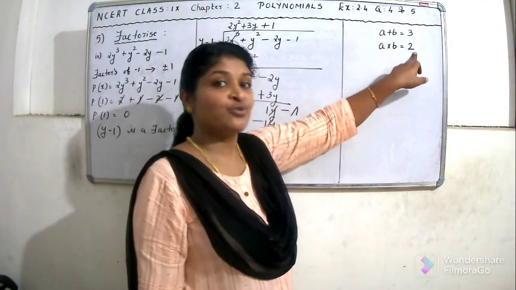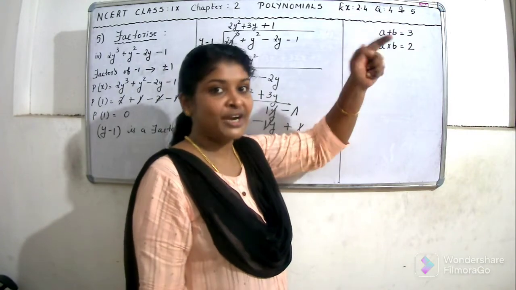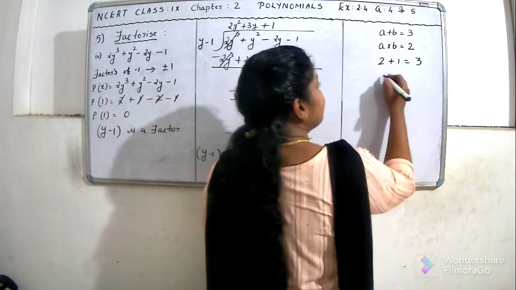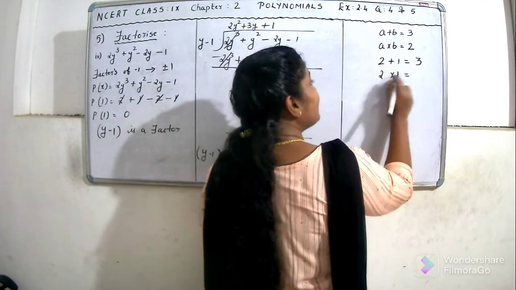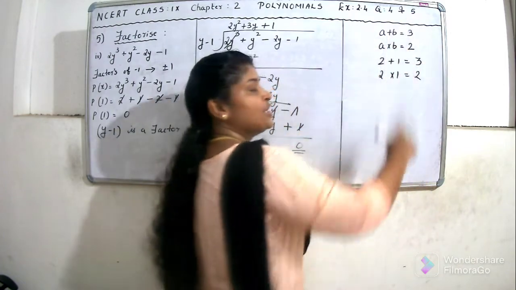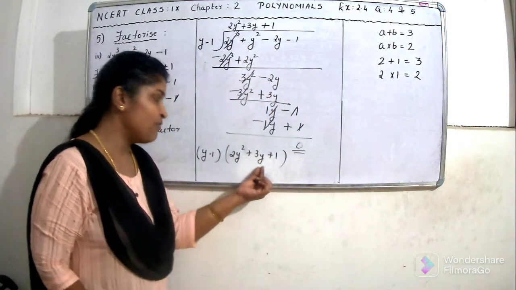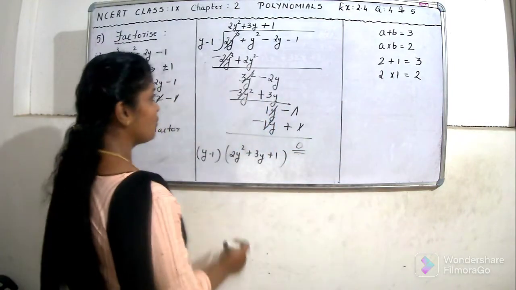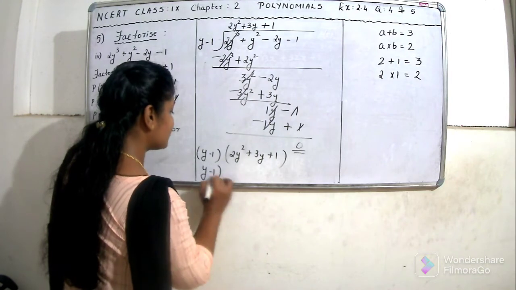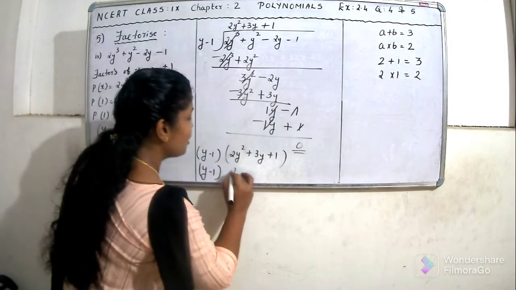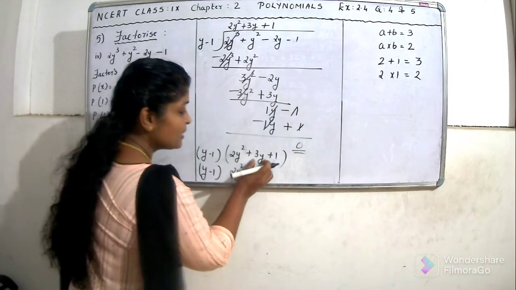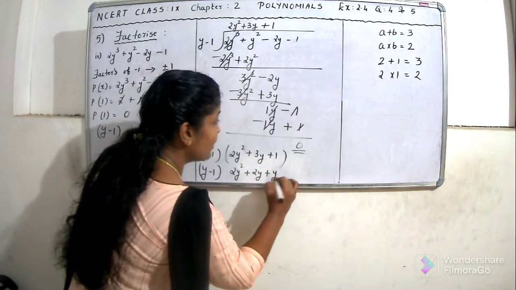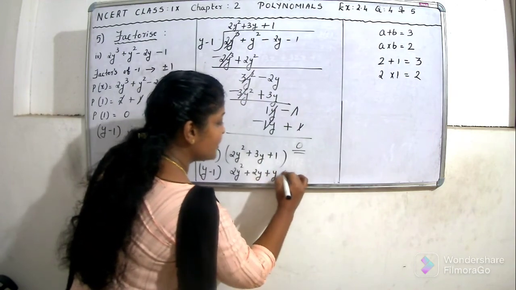Take the factors of 2, that is a shortcut method, no? Factors of 2, it is 1 and 2. So when we are adding 2 and 1 we will get 3. When we are multiplying 2 and 1 we will get 2. So conditions are satisfied. So instead of 3y, which way we have to split? 2y and 1y. Okay. So we are doing that process here. y minus 1 confirm factor, 2y square as it is, 3y, instead of 3y we are writing 2y plus 1y, that is 3y plus 1.